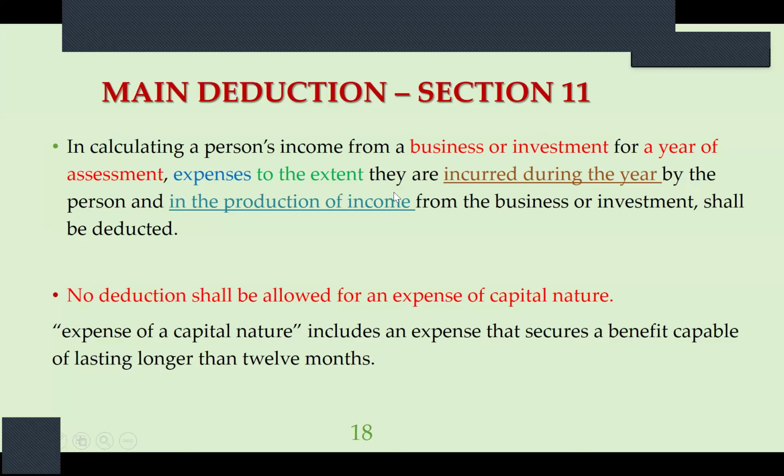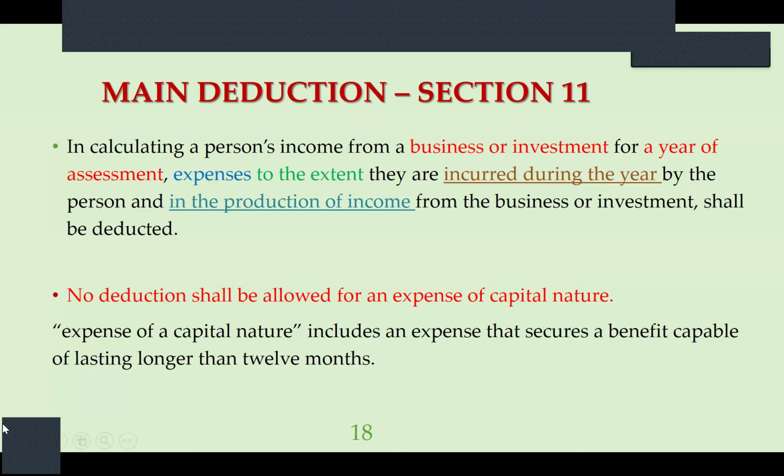expenses to the extent they are incurred during the year. That means if that expenditure is incurred during that year of assessment by that person, not only the individual. So you know that it is applicable to both individuals and companies. So these deduction rules are applicable not only to individuals but to companies. So entity means company and partnership. So all taxable institutions, these deduction rules are applicable.